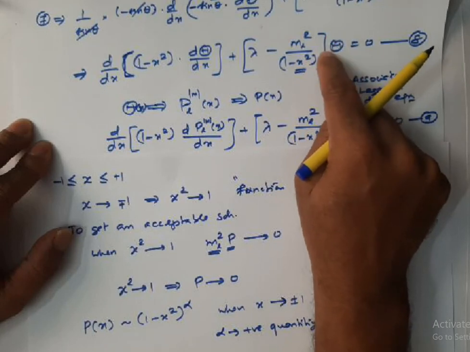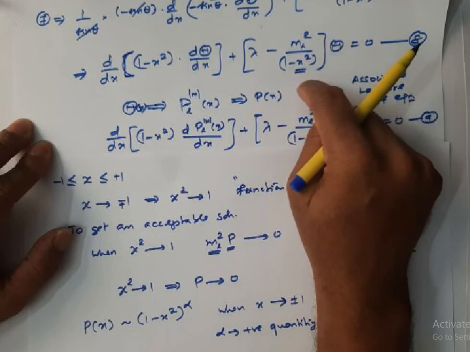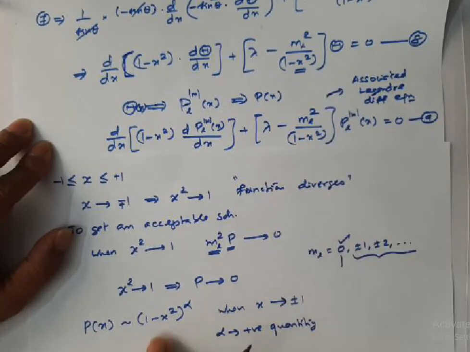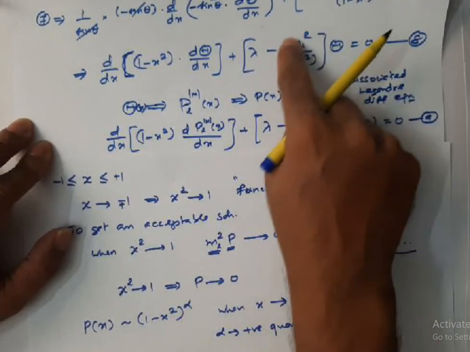Since alpha is a positive quantity, what will happen if x approaches 1? Since this term is in the numerator, when x approaches 1, this part becomes 0, the function becomes 0, so this entire term becomes 0.